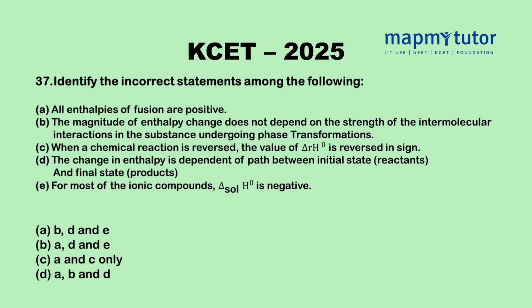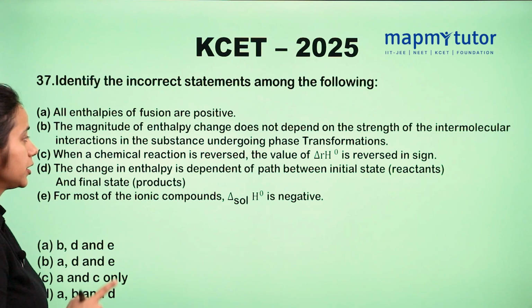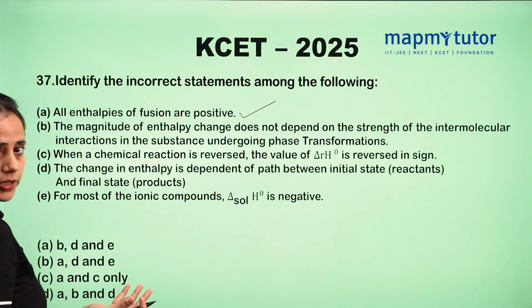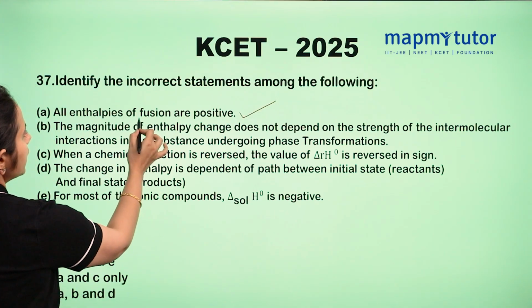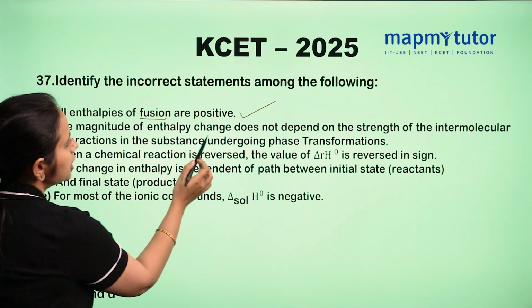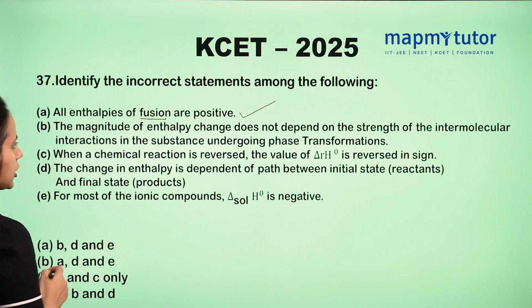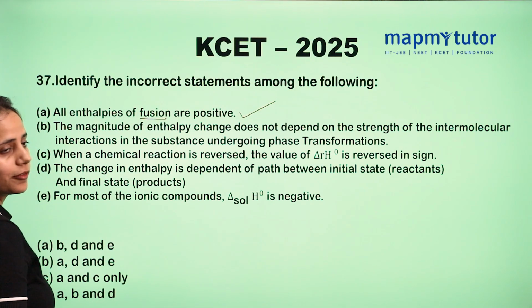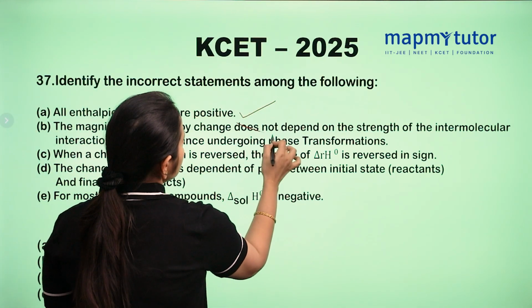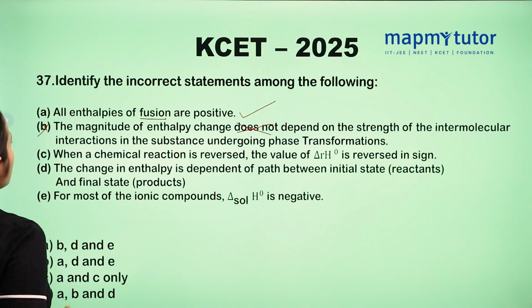Identify the incorrect statements among the following. All enthalpies of fusion are positive. This is right. Fusion is endothermic in nature, so the enthalpies will be positive. The magnitude of the enthalpy change does not depend on the strength of the intermolecular interactions in the substance undergoing phase transformation. This is wrong. It does depend on the strength of the intermolecular interactions. So this is the incorrect statement.